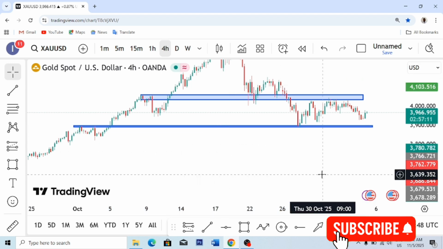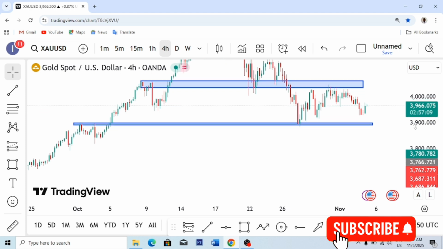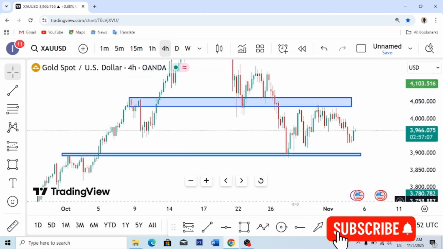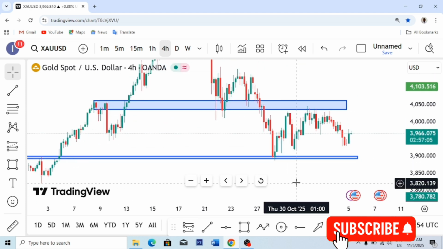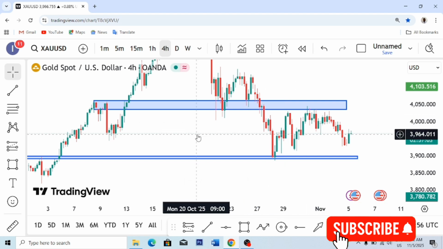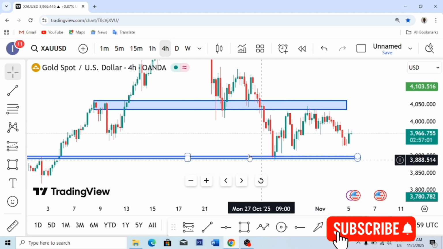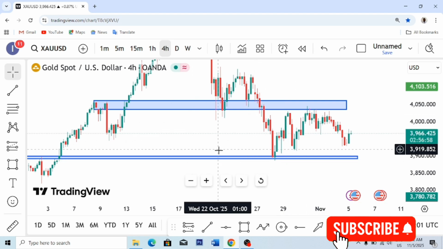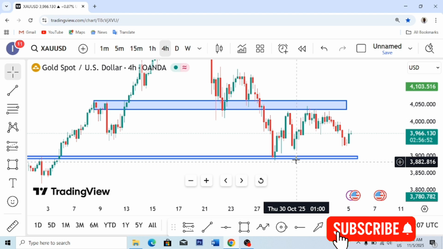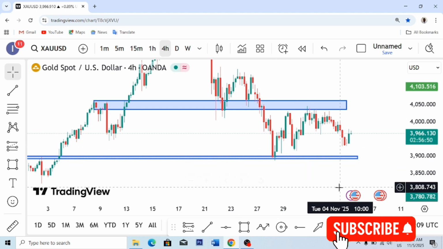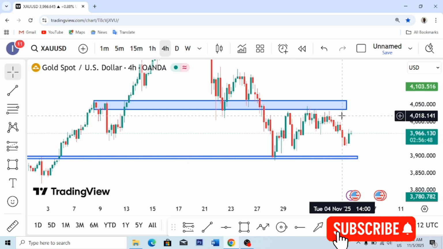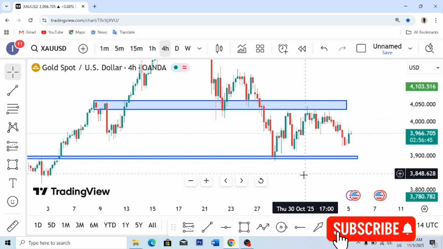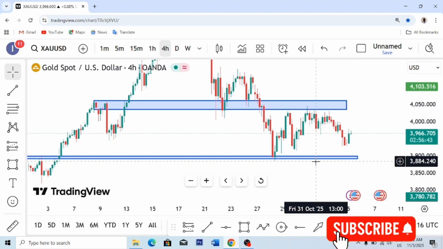So this is another support level, right? So what I'm actually going to do is work with these two support levels. Now that I'm interested in selling, because the market is clearly heading to the downside, I'm going to wait for the price to get to those levels, this resistance and this support, so that I'll take my action.